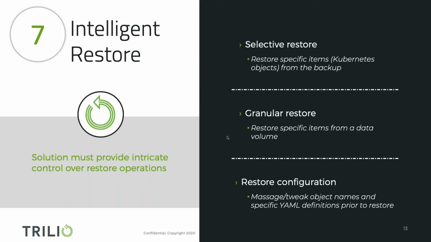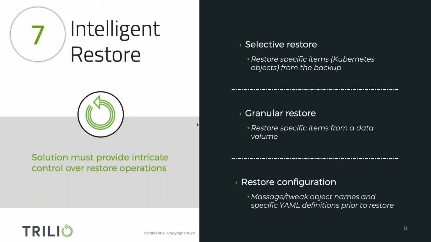Now, from a restore perspective, we've backed up our data and stored it in the target. When you are at the level of restoring the application, you want to make sure that your solution provides selective restore, which means you should be able to pick specific items from the backup to restore. It should also be able to provide granular restore. That means if you have specific database items, like tables or email items or things as such, you should be able to capture those as well.